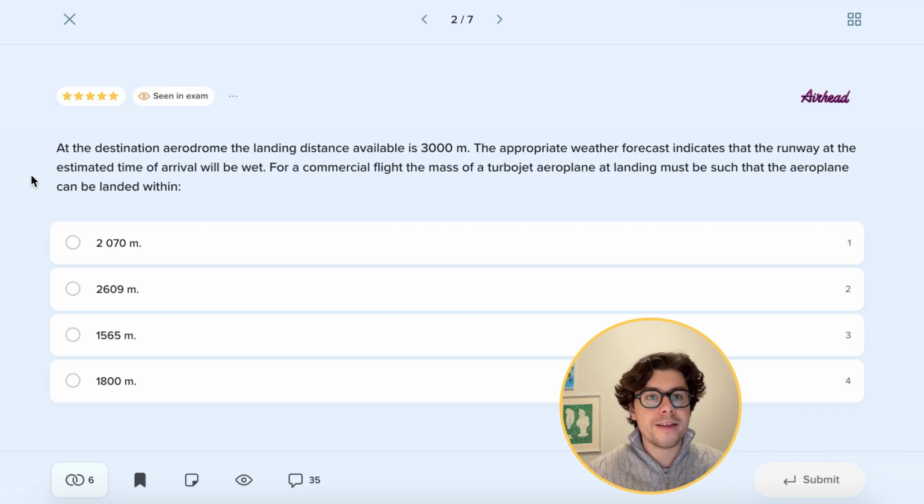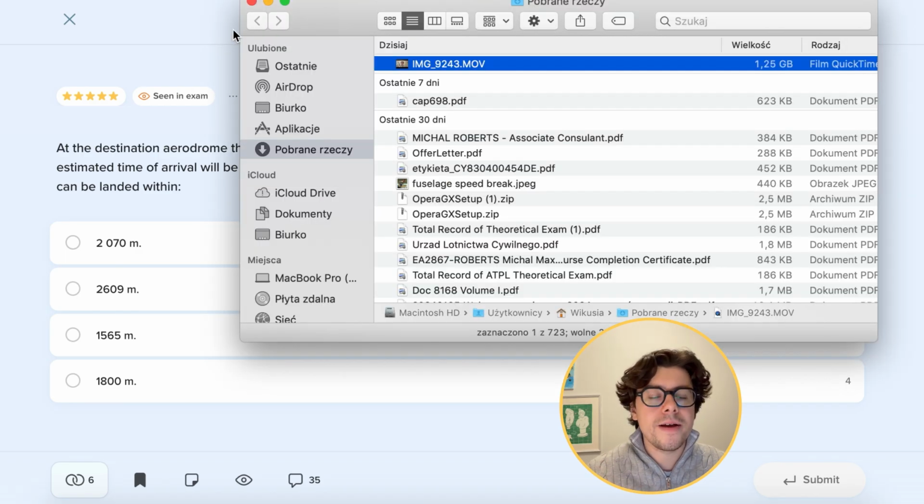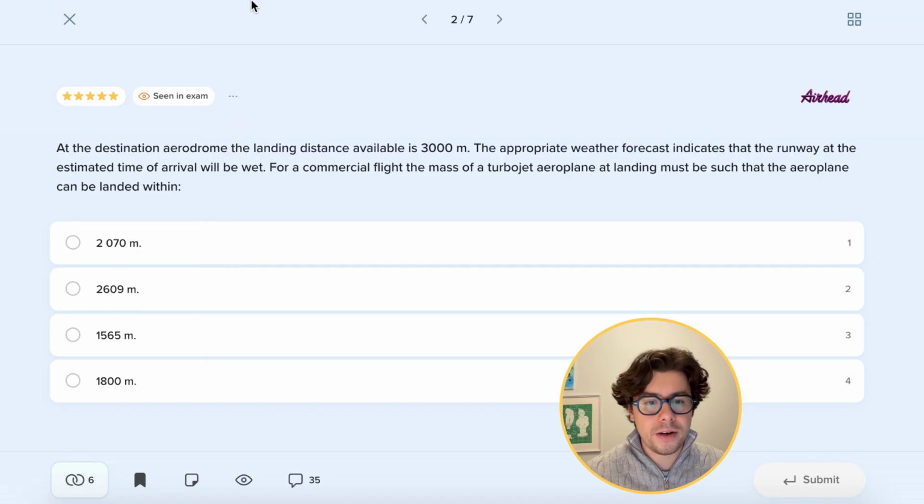In case of a commercial turbojet aircraft, the regulations require us to make sure that we can land within the 60% of the given distance. So all you need to do here is to apply the 60% factor to the 3,000 meters. And then because the runway is wet, we need to add an extra safety factor of 15%. And this 15% factor always needs to be added on top if the runway is wet. If the runway was dry, then we would simply skip this step and have the answer right away.